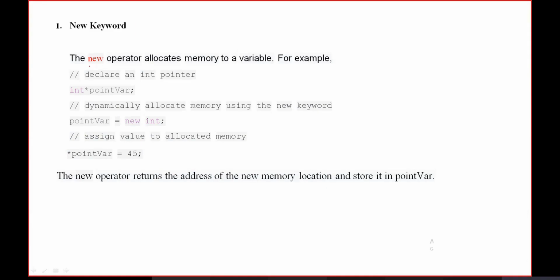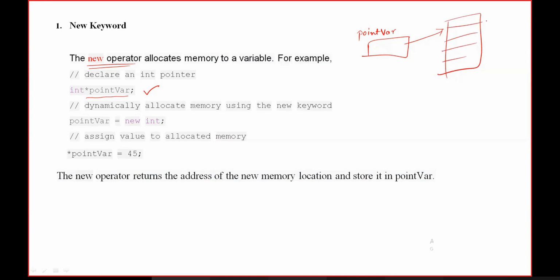So new and delete are considered to be two operators, right? And suppose we have declared an integer pointer like this, int star pointvar. So there is a pointer pointvar, right? And it points to the address of some integer variable, like maybe a. Its address, suppose, is 1000. So its address is stored by this pointer, right?